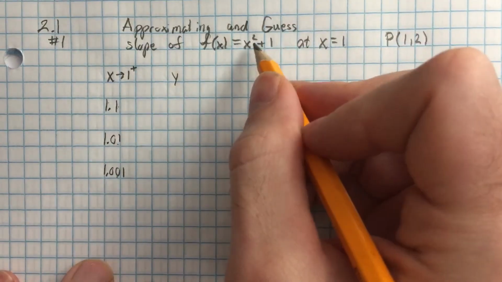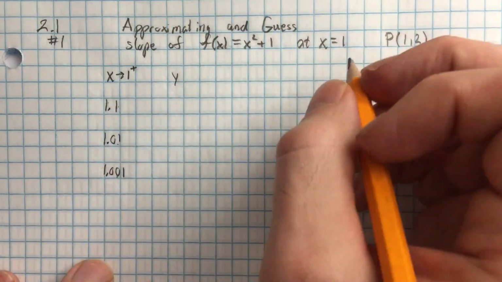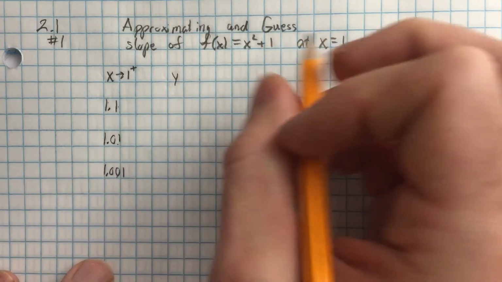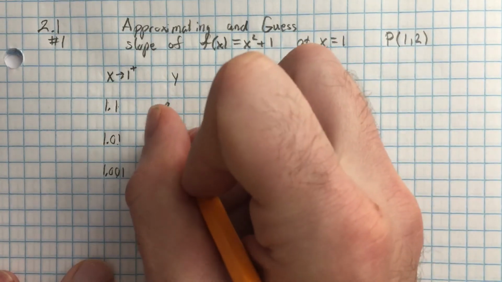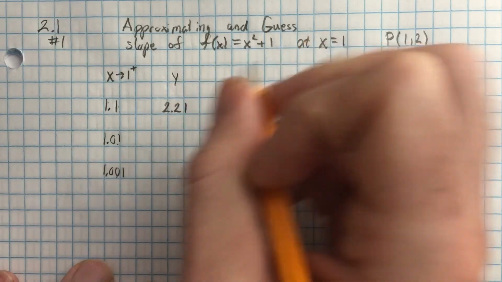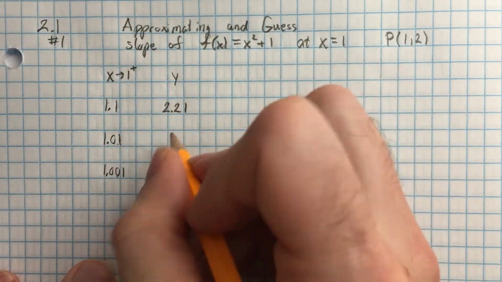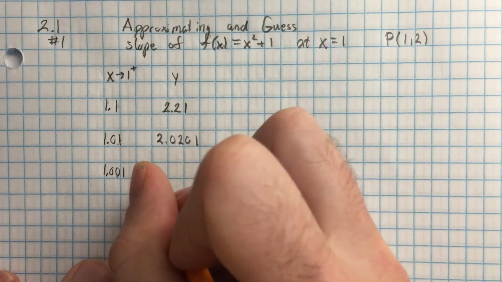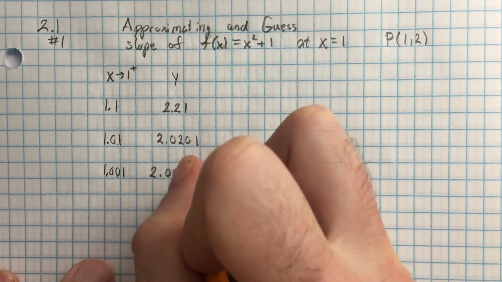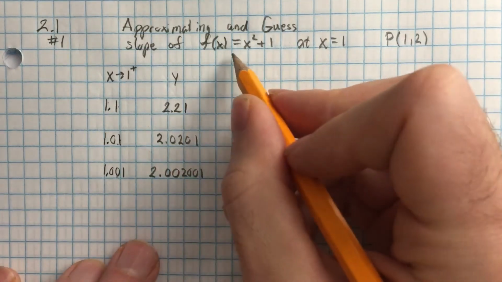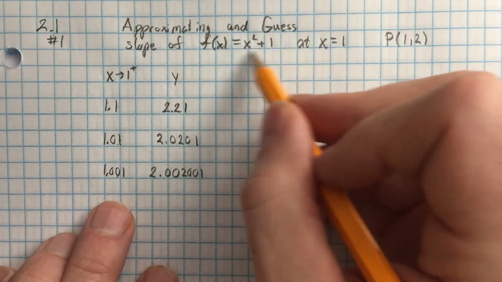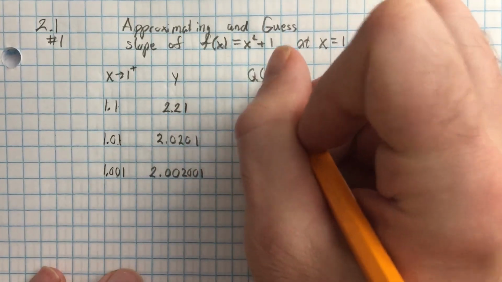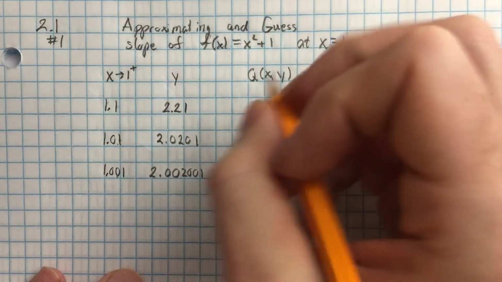So putting 1.1 into the function here, f of 1.1 will be 1.21 plus 1, 2.21. Let's do the calculations very quickly here. 2.1. This is pretty obvious. 2.0201 and 2.002001. Again, that's after you've run these numbers through the entirety of the function, right? And then it has Q, x, y, which are just these coordinates set up as points.